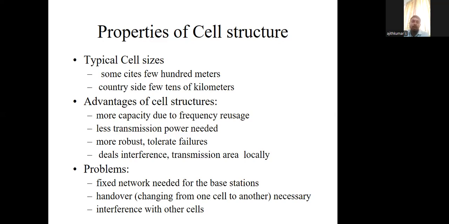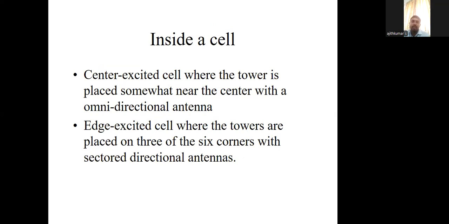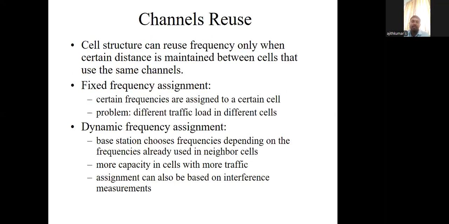Then next we see the problems: a fixed network is needed for the base stations. Handover, changing from one cell to another, is necessary. Then there is interference with other cells. See inside a cell: in the center-excited cell, the tower is placed somewhere near the center with an omnidirectional antenna. In the edge-excited cell, the towers are placed on 3 or 6 corners with sectored directional antennas.